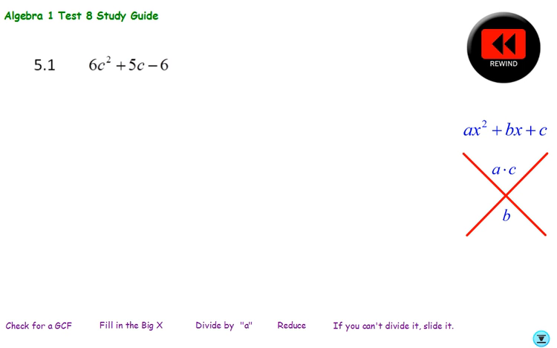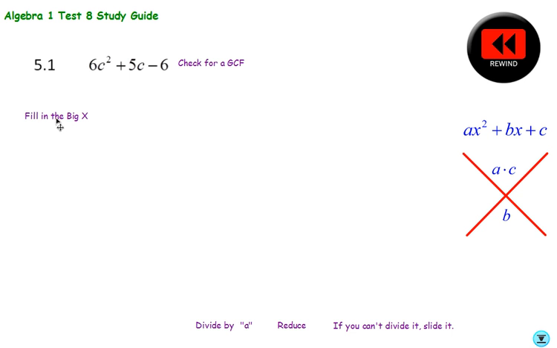When you look at it at first, you might think it looks pretty much the same thing. Well, yeah, and in a lot of cases, it does look the same. So we're just going to go through the same process, same procedure here. We're going to check for a greatest common factor. Is there a number that goes into 6, 5, and 6? There's not. So that's when I'm going to fill in my big X.